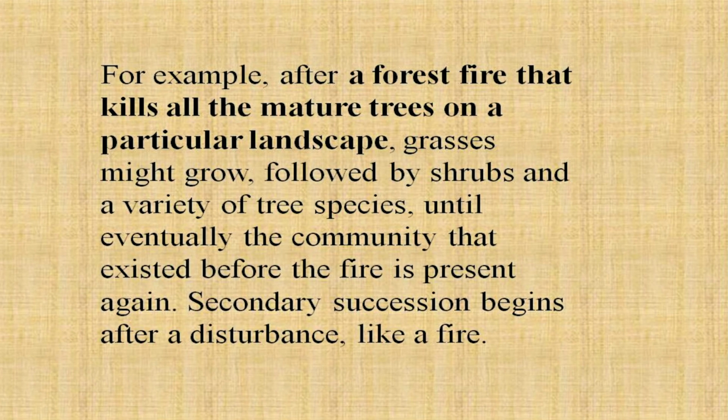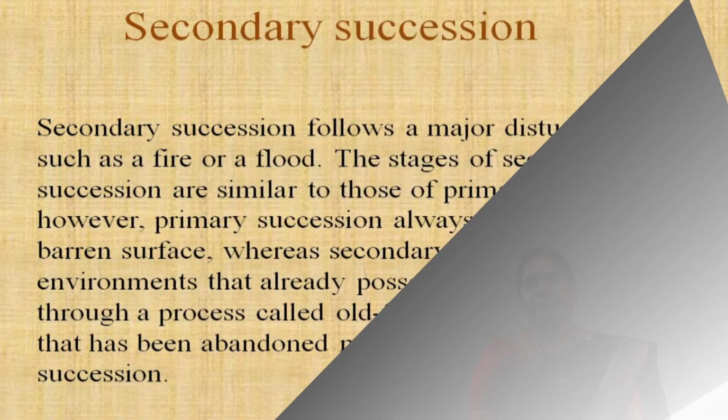For example, secondary succession occurs after a forest fire that kills all the mature trees on a particular landscape. Grasses might grow, followed by shrubs and a variety of tree species, until eventually the community that existed before the fire is present again. Secondary succession begins after a disturbance like a fire. This is the example for secondary succession.